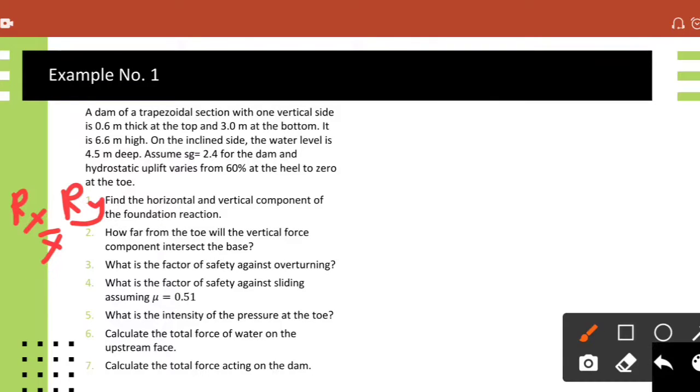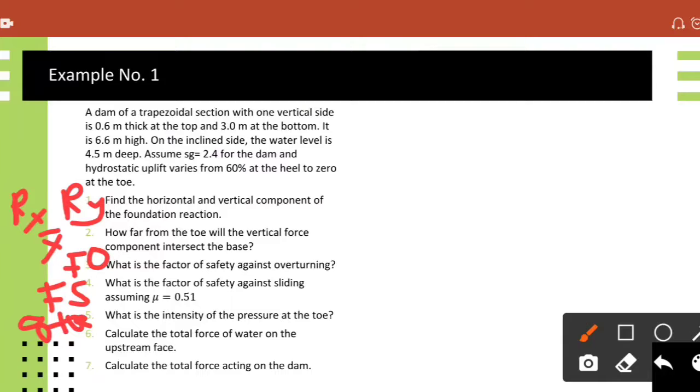This is FO. And then, dito naman, factor of safety against sliding, this is FS. What is the intensity of the pressure? That is the Q at the toe. Q at the toe.